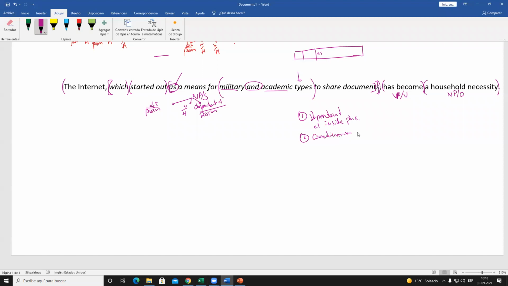La coordinación parte en sentence allá arriba y termina acá abajo en morphemes. Puedo tener morphemes coordinados. ¿Ya?